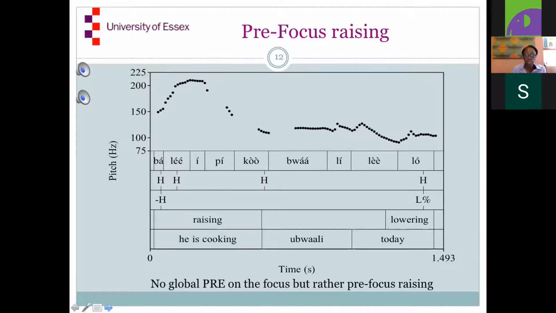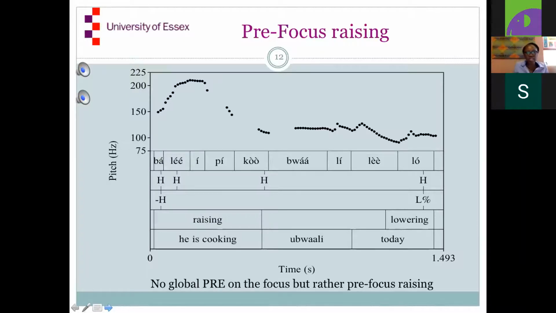I'm essentially dealing only with new information focus, but actually the facts for contrastive focus look pretty much the same. So here, the new information that's coming in is uwali, which is Mishima, a wonderful food.